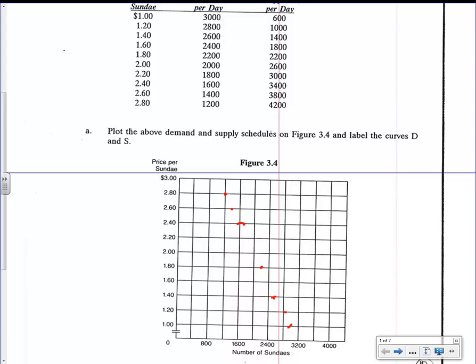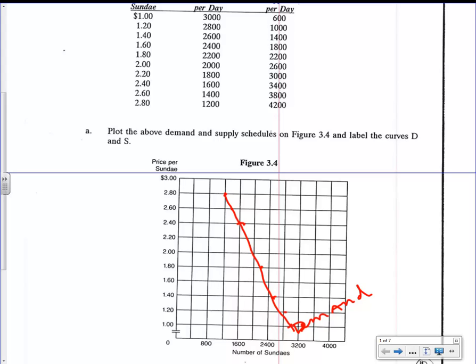Now, all we have to do is connect the dots. And that looks like your demand curve.